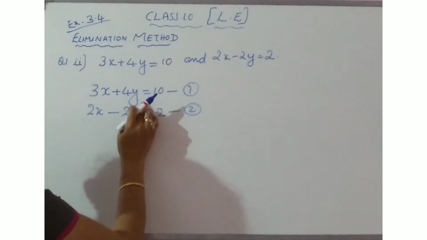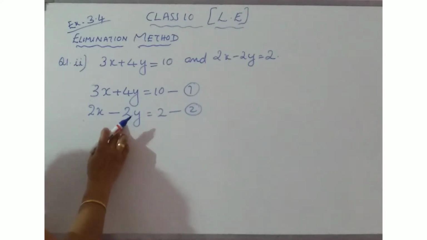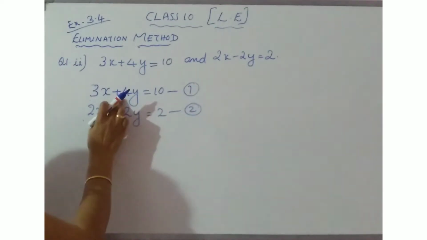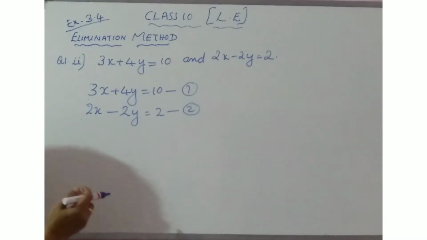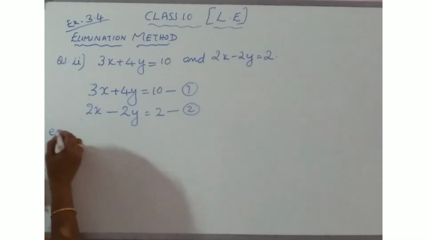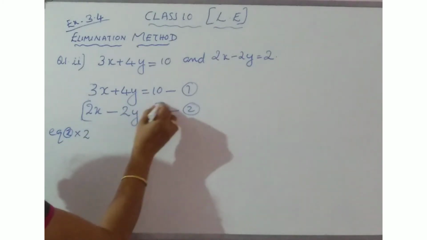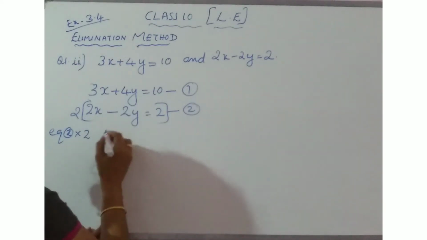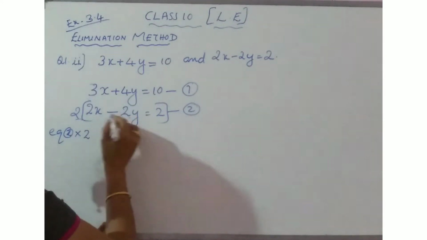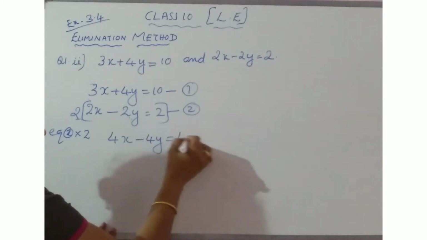We can come to the y variable. The coefficient of y here is 4 and here it is 2. So if you multiply this 2 by 2, then we can make it 4. Therefore we can equate the coefficients of y. So equation 2 you have to multiply by 2. When you are multiplying by 2, you should multiply both the LHS and RHS. So 2 into 2, 4x, minus 2 into 2, minus 4y, is equal to 2 into 2, 4.